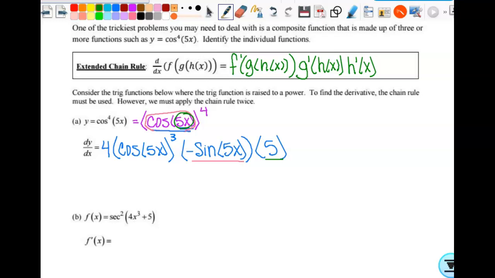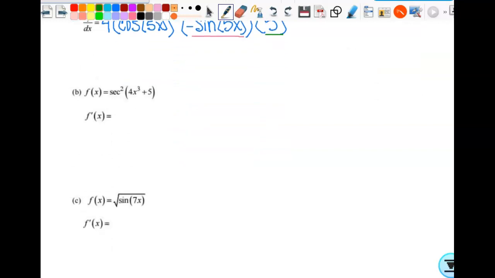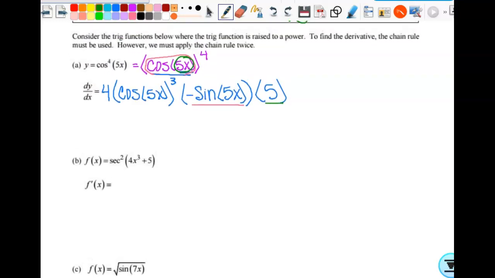Ready for B? I'm sorry. Oh, well, okay, yeah. Let's clean this up. So this is my safe stop. I'm glad you said that. This is my safe stop, but let's clean this up a little bit. So I have the 4 times 5. I'm going to multiply those two together. So my dy dx is equal to 4 times 5, so that's 20.